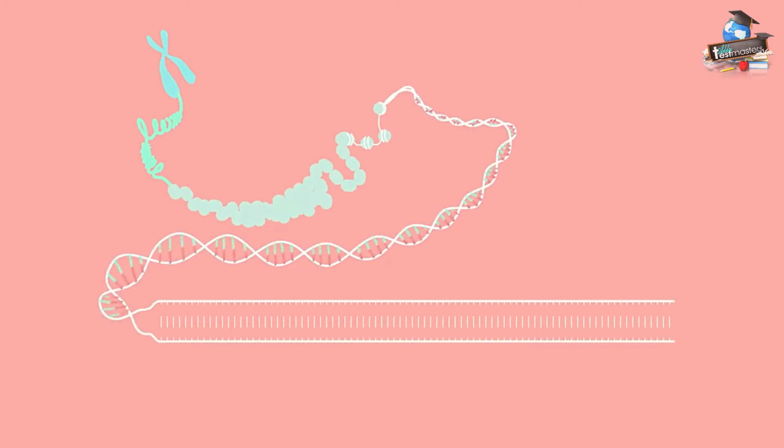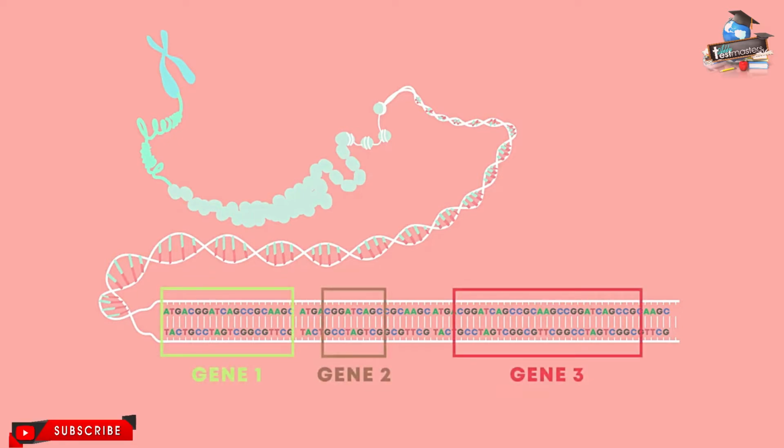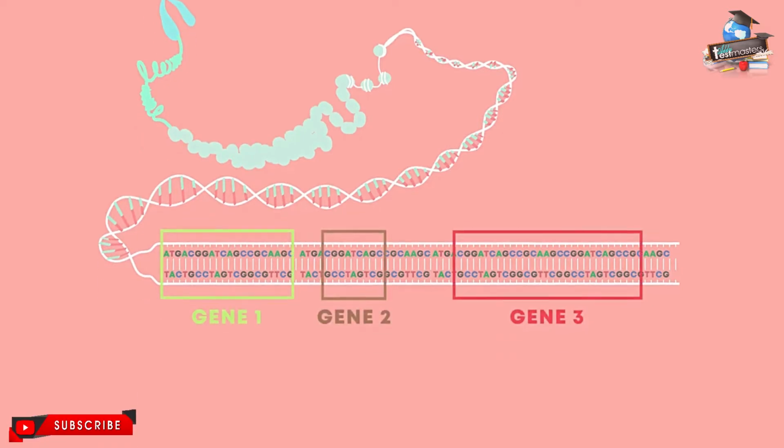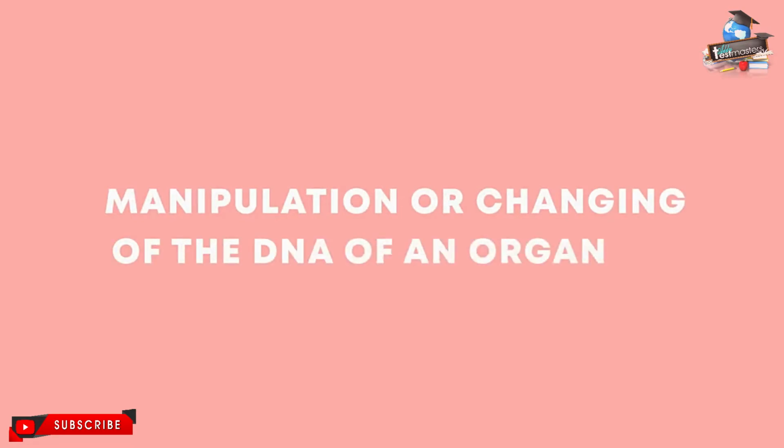An organism's DNA makes up its genes, which code for all the proteins the organism needs to survive. Each gene codes for a different protein, or part of a protein. Genetic engineering is the manipulation or changing of the DNA of an organism.